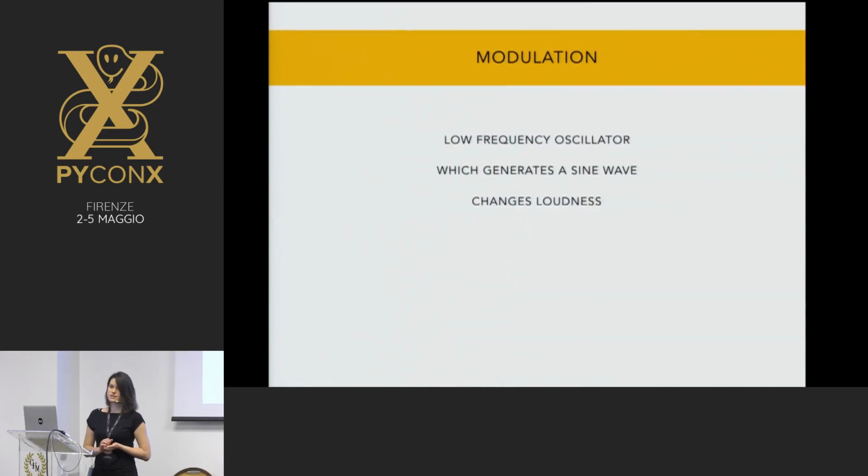The modulation is accomplished by using a low-frequency oscillator, and let's see what it means. A thing generating signals is called an oscillator. A thing manipulating a signal is called a modulator. It's what we mentioned before. And typically, like all electronic instruments have a low-frequency oscillator that is used as a modulator.